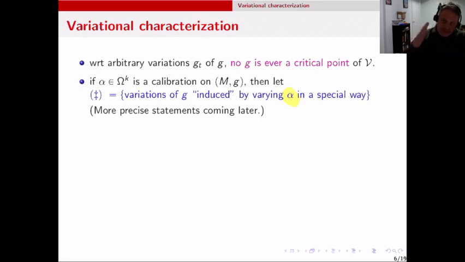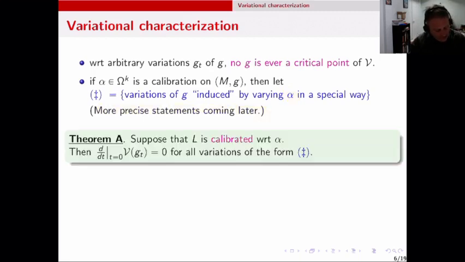But we're going to have a calibration form on this Riemannian manifold. We're going to vary the calibration form, and from that we're going to get a special type of variation of metrics upstairs. Okay, as I said, the more precise statement is coming. And then we're going to prove 2 theorems. Okay? Theorem A says, suppose that L is calibrated with respect to alpha. Right? So we have some initial metric g and a calibration alpha. And remember that the notion of being a calibration certainly depends on the metric, because it says something about putting in orthonormal tangent vectors. So suppose that L, which is fixed, that compact oriented embedding is fixed.